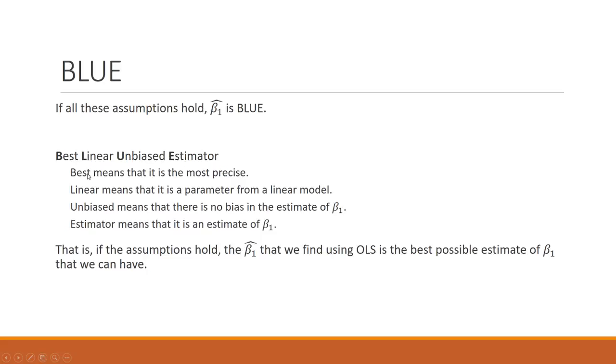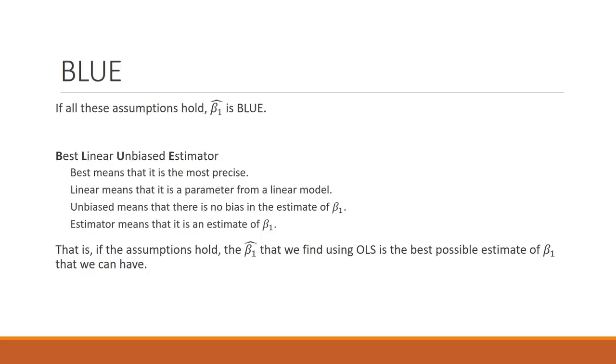I can even explain what this means better. When I said best linear unbiased estimator, what do we mean by best? What we mean by best is that it's the most precise. It's the most efficient possible estimator. It's the most precise estimate that we can get of the true population beta 1. That's what we mean when we say best.